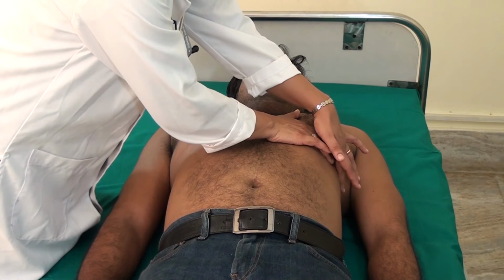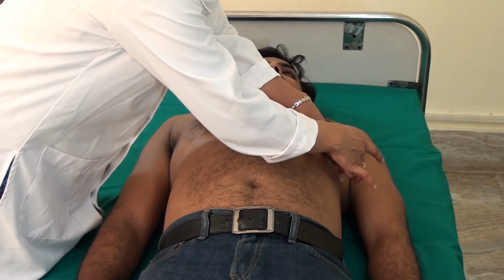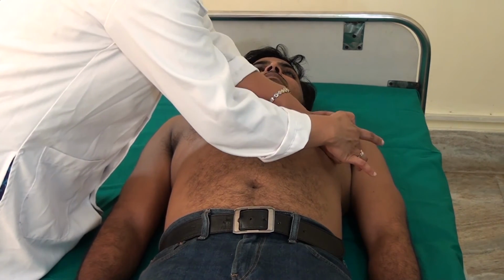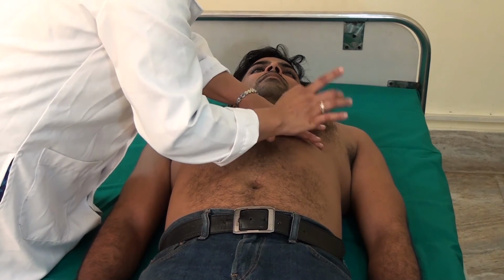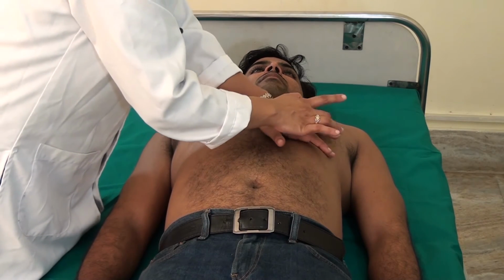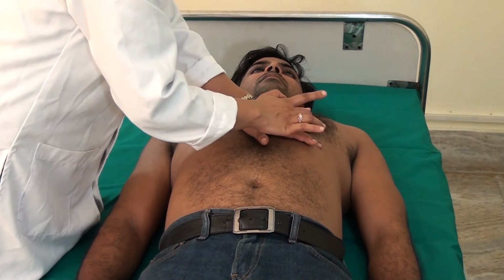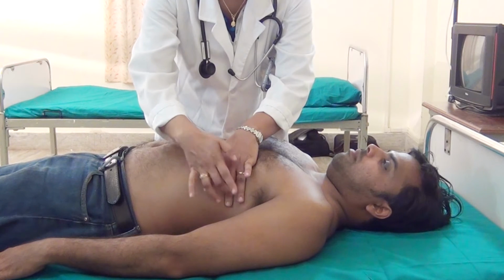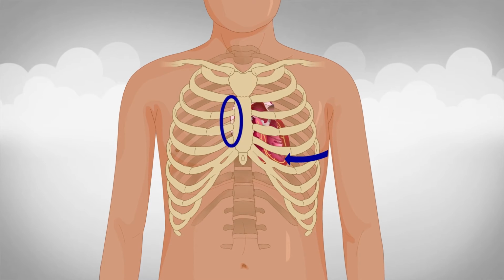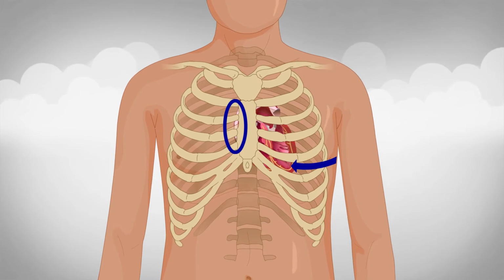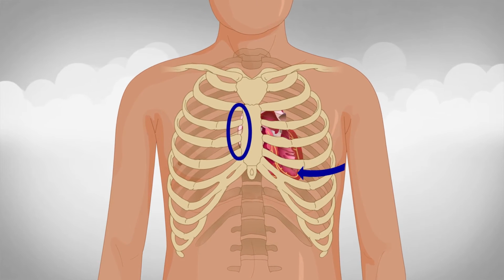To identify the left border of the heart, begin percussing the fifth intercostal space from the mid-axillary line and move medially towards the sternum till the note changes from resonant to dull. The left border should normally be at or medial to the mid-clavicular line. Since the sternum hides the right cardiac border, it cannot be percussed in most cases.